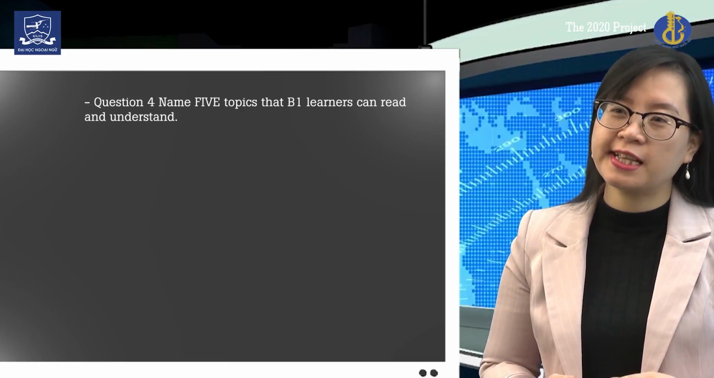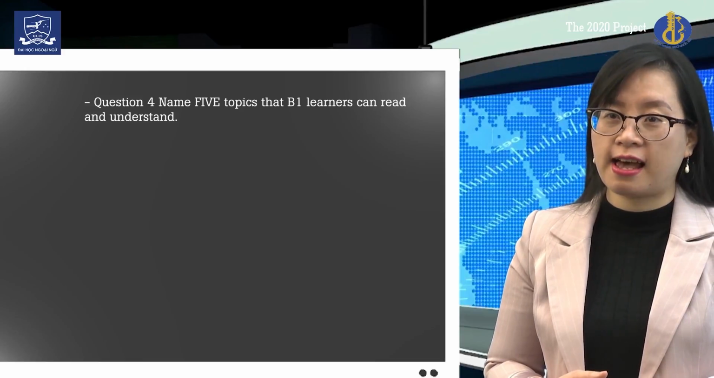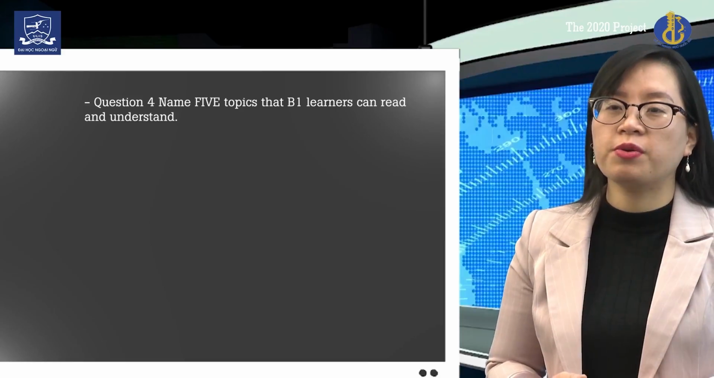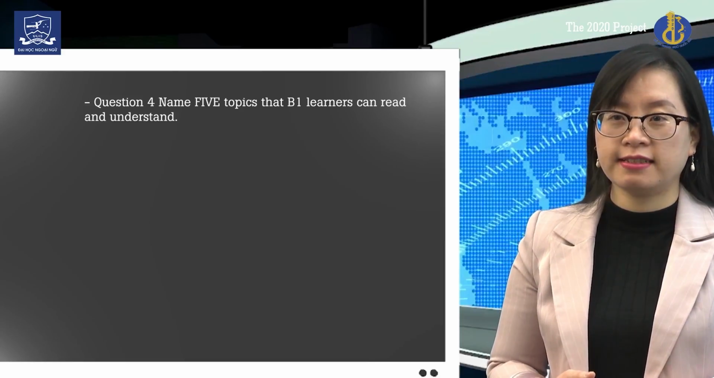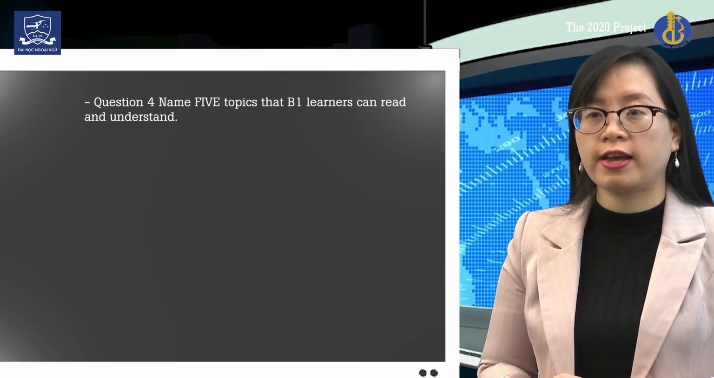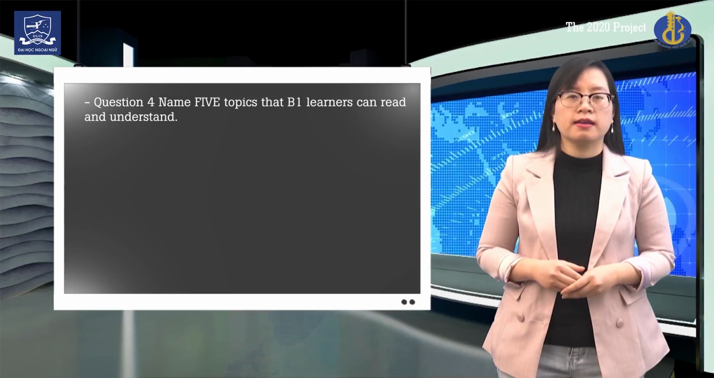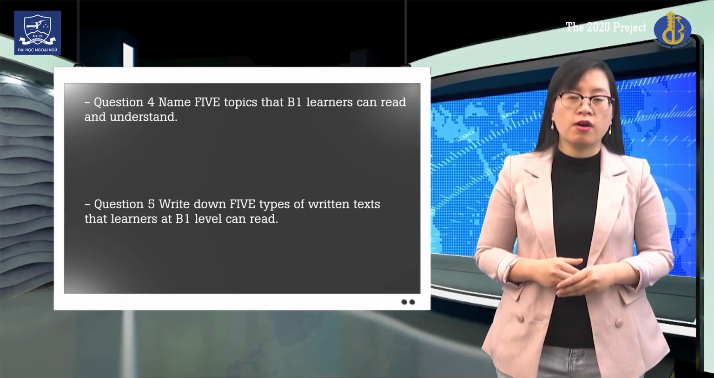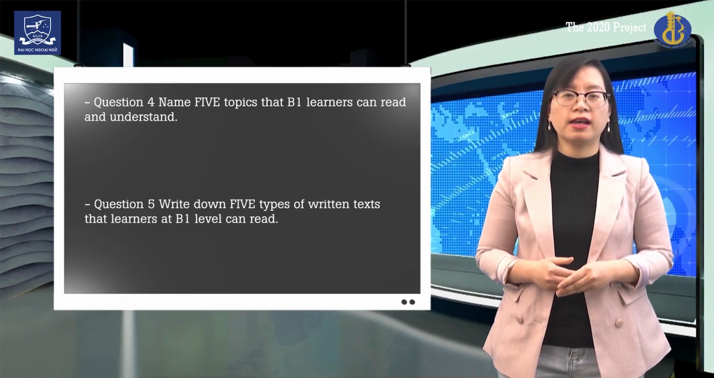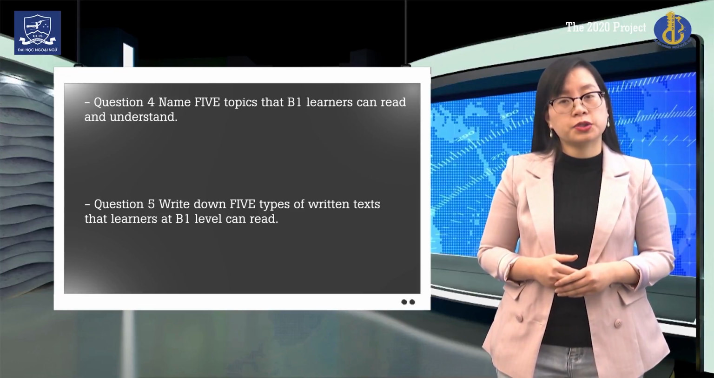Well, some familiar topics that are manageable for B1 level students are family, school and their education, environment, leisure activities, traveling, media, lifestyle and current affairs, work and job, and festivals. As for question 4, write down 5 types of written text that learners at B1 level can read. Now the answers will be after 20 seconds.